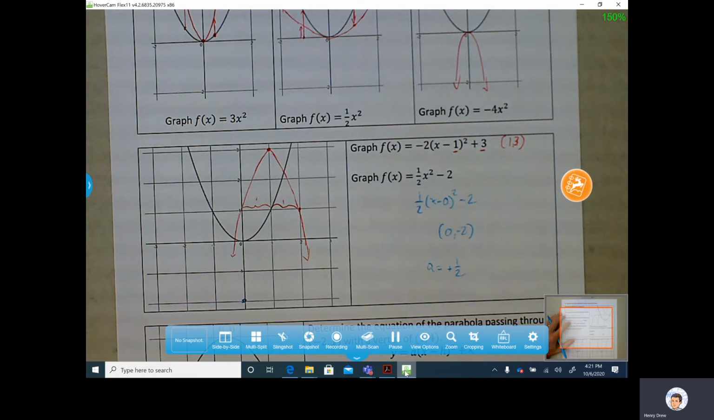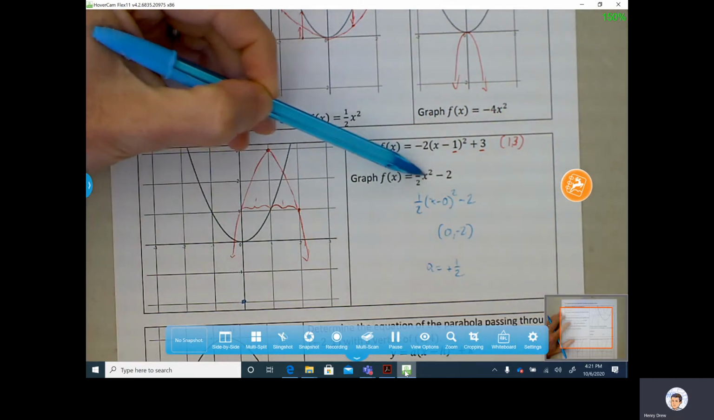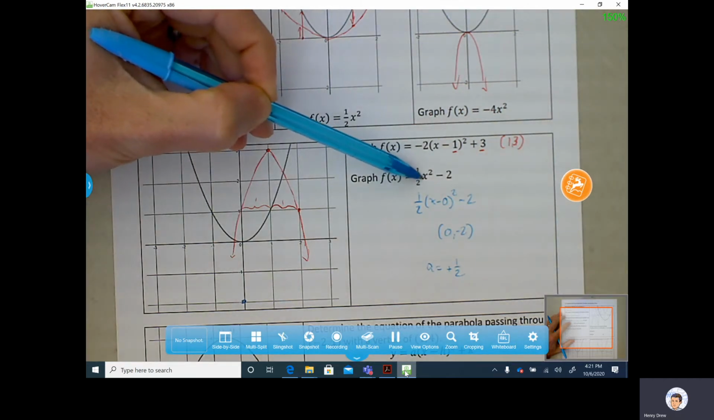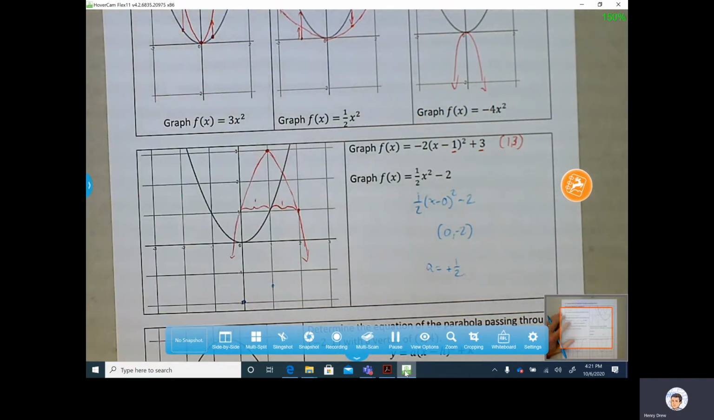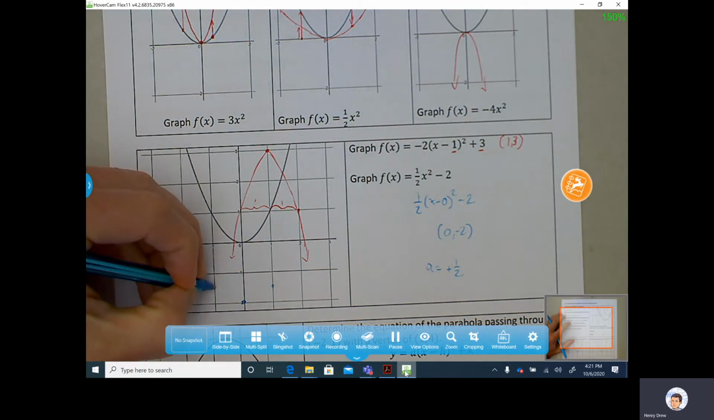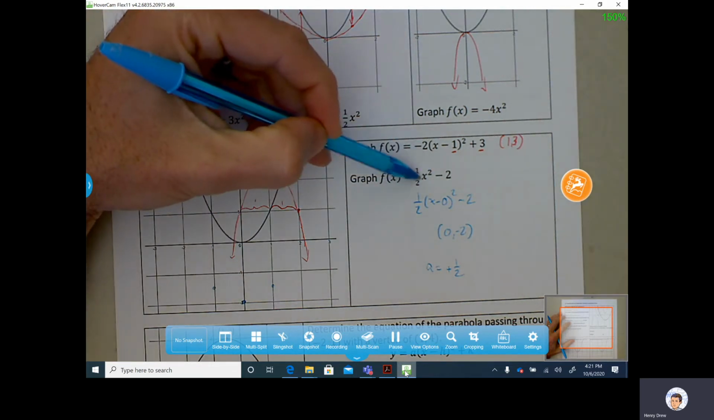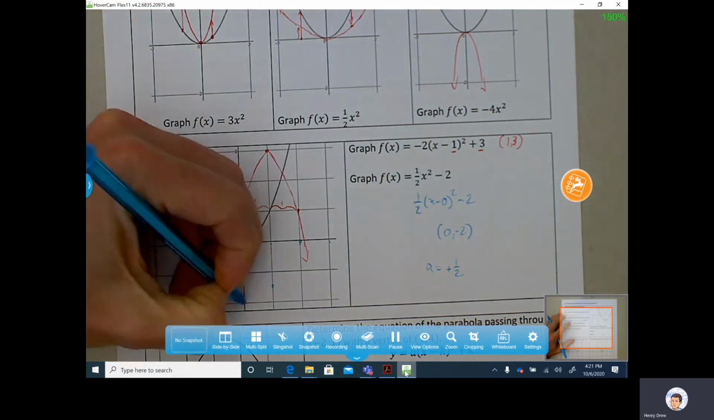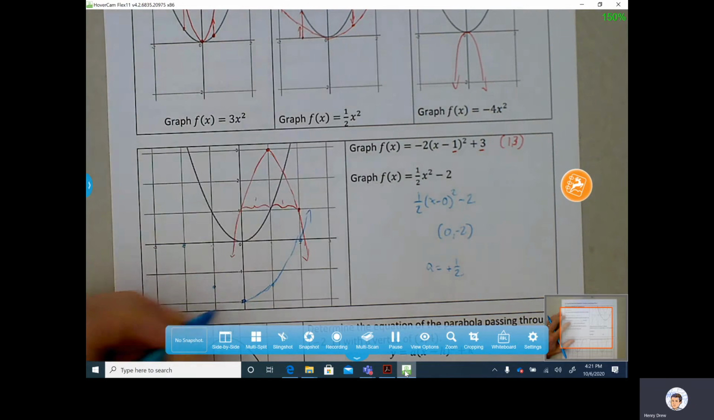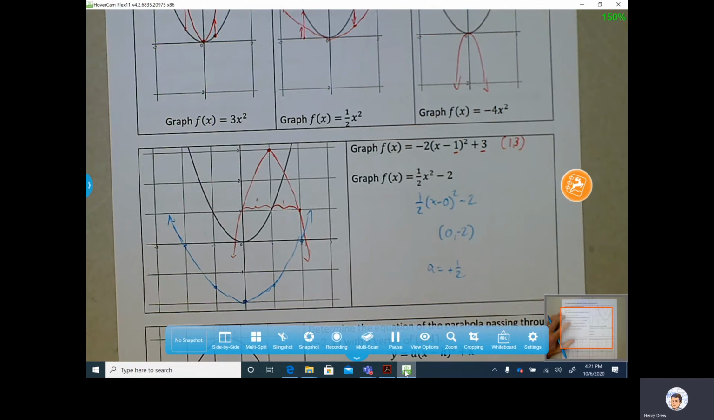So you can plug in whatever values seem to make sense to you. If you want to plug in a 1, 1 squared is 1 times 1/2. So that's 1/2. 1/2 minus 2 is negative 1/2. So if we come over to 1, we should be down at negative 1/2, and the symmetry would tell me where I would want to be on the other side of the axis. If I plug in a 2, 2 squared is 4, 1/2 of 4 is back to 2, and 2 minus 2 is 0. So here's my second function.